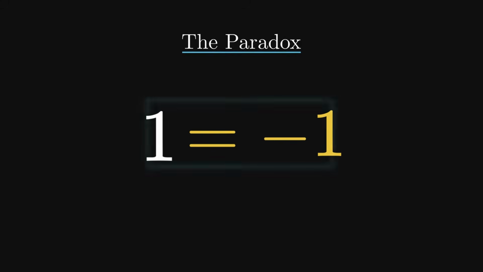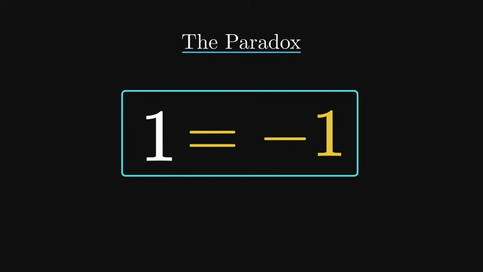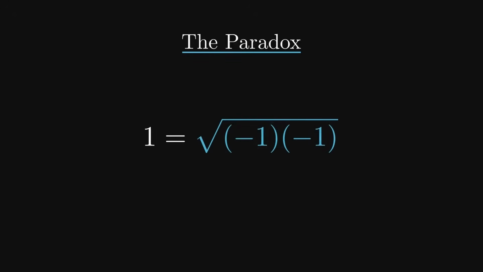Let me show you something strange. I'm going to use perfectly normal algebra to prove something impossible. I'm going to prove that 1 equals negative 1. Start with 1. 1 equals the square root of 1. And 1 can be written as negative 1 times negative 1. So we have 1 equals the square root of negative 1 times negative 1.